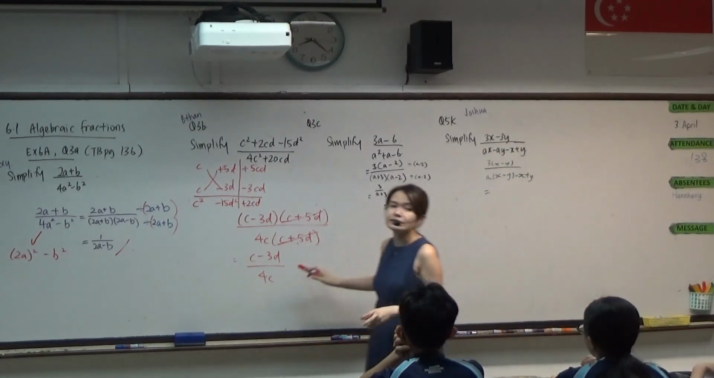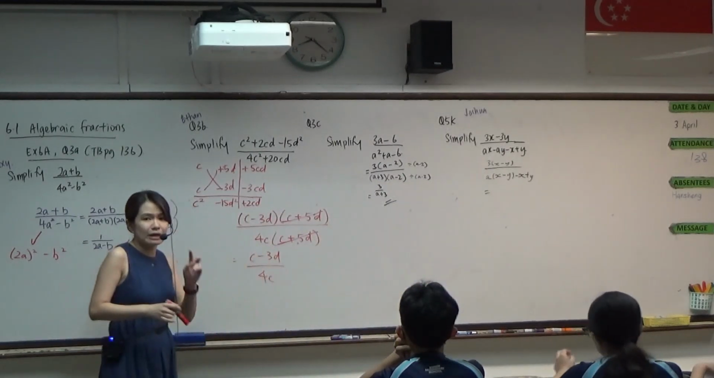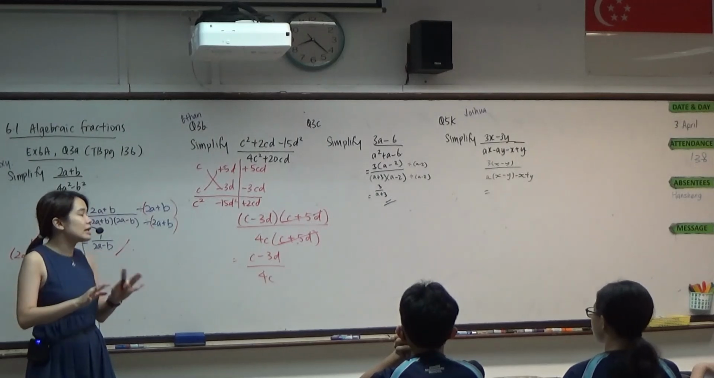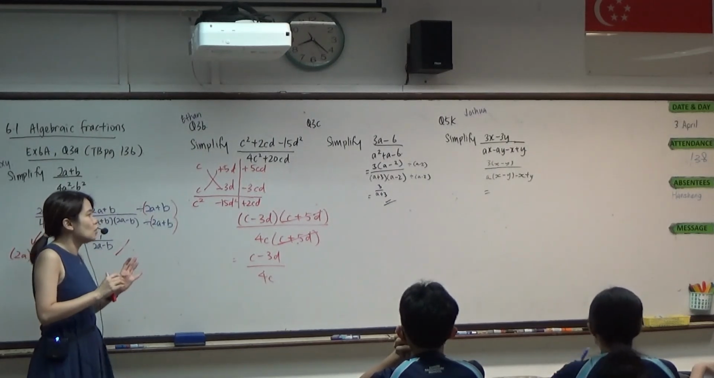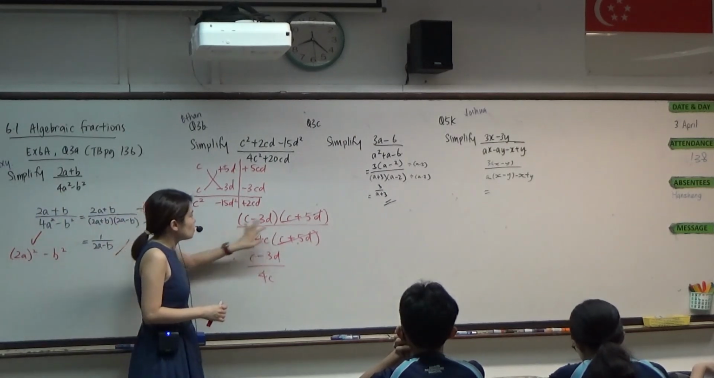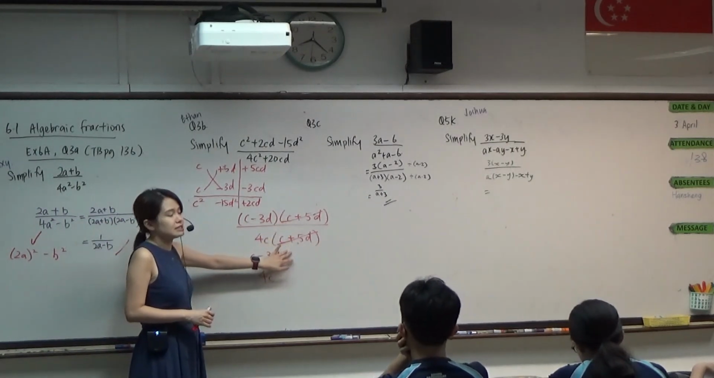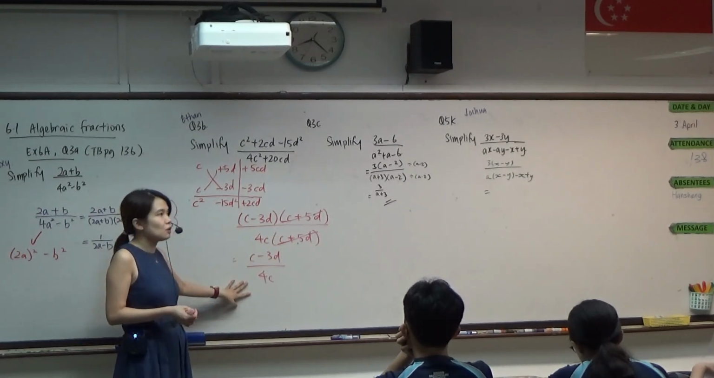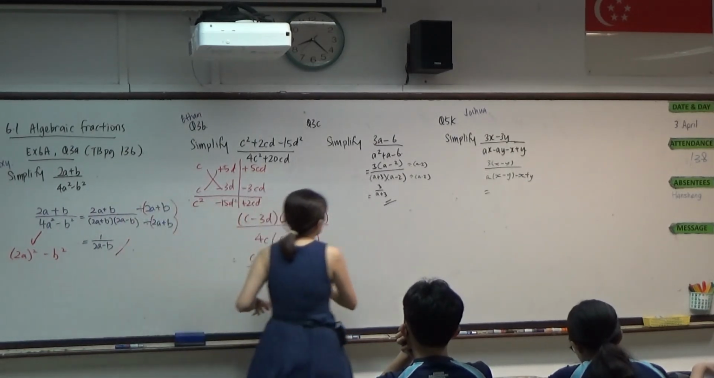You can do cancellation, but if you want to, I recommend that you do cancellation using pencil, so that there's that contrast, easier for us to observe what is still there, what is not there. So we are essentially dividing c plus 5d on the numerator and denominator. So we get an answer of c minus 3d over 4c. So that will be the answer.